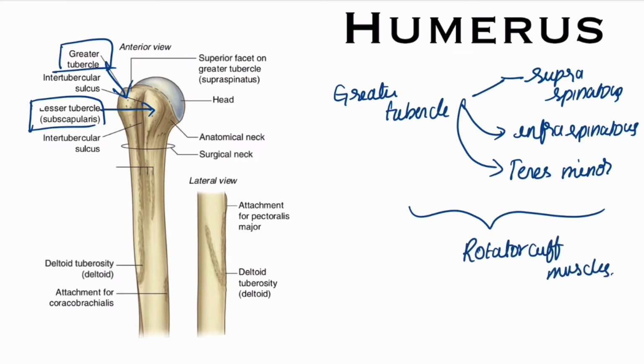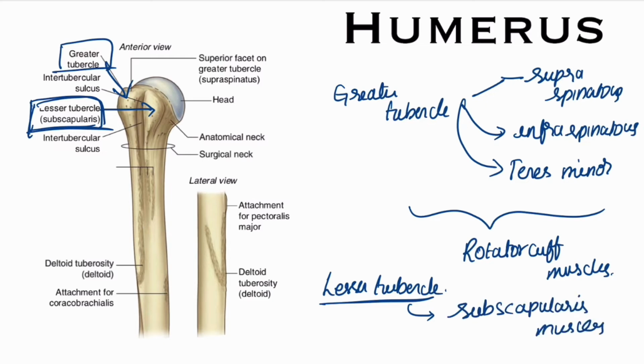And we also have one more tubercle, that is the lesser tubercle. This lesser tubercle serves as an attachment for the subscapularis muscle. To remember all this, let us see a mnemonic, that is SITS. S for supraspinatus, I for infraspinatus, T for teres minor, and S for subscapularis. This mnemonic is helpful for remembering all these muscles.